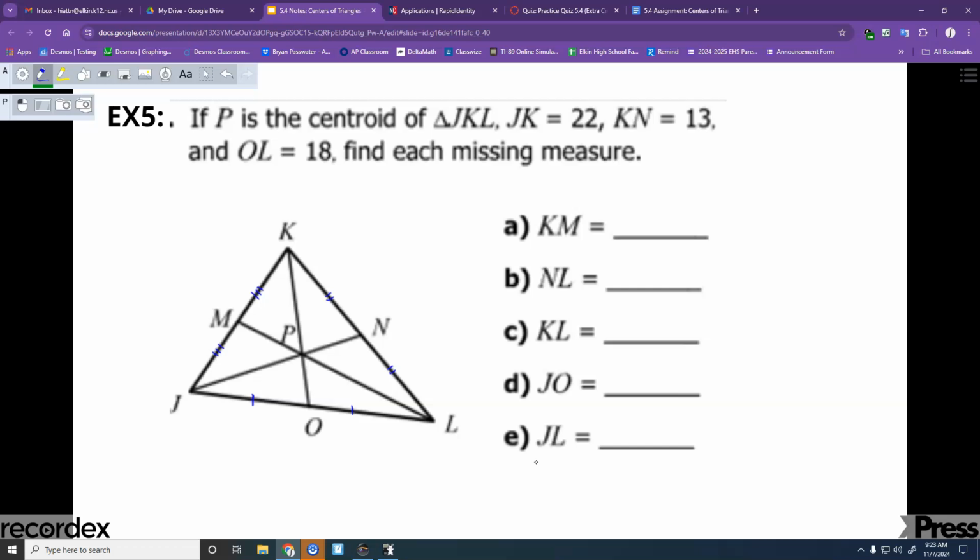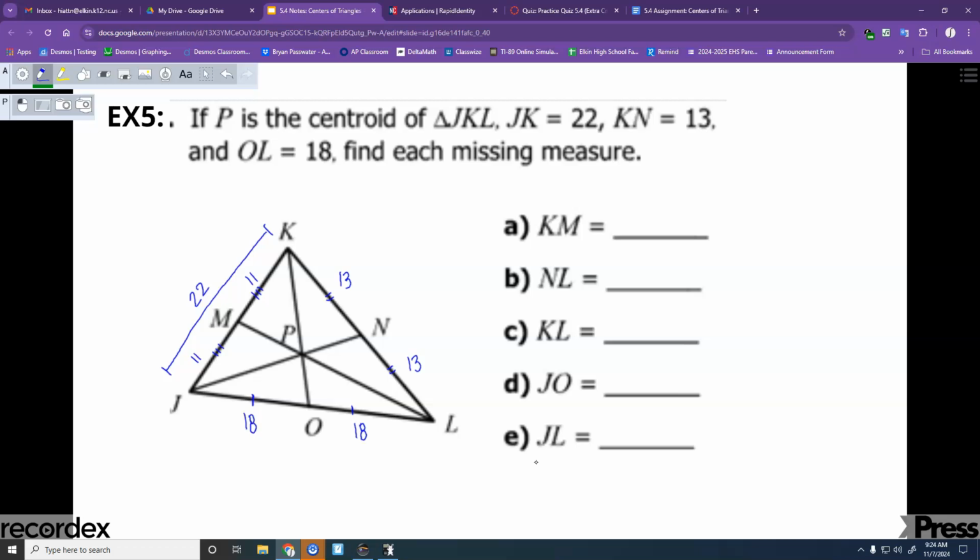They say JK is 22. So JK is this whole length right here. That's 22. So what's JM? 11. What's MK? Also 11, right? Okay, we got KN is 13. What else would we know if KN is 13? What else is 13? NL would have to be 13. And OL is 18. If OL is 18, what is JO? Also 18.